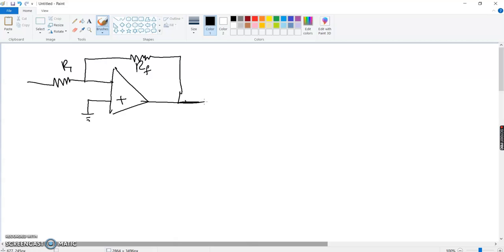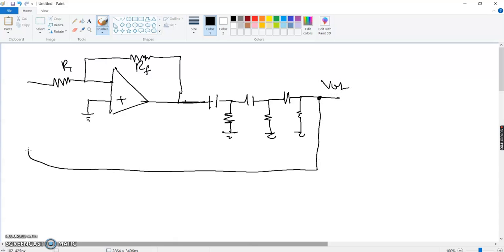So to counter the phase shift from this output, I'm going to add a capacitor, a resistor, capacitor, resistor, capacitor, resistor. And that's my V out. And I'm going to draw it from here till this endpoint, right? So this is the circuit diagram for my RC phase shift oscillator, right?